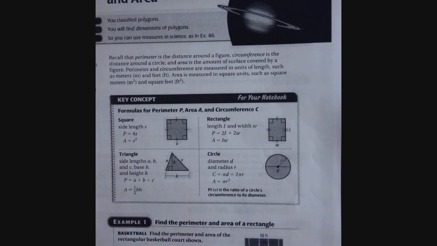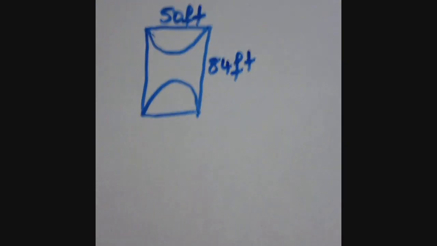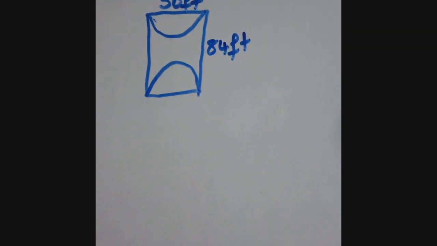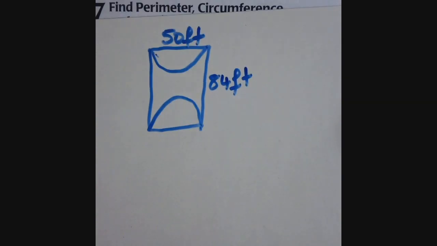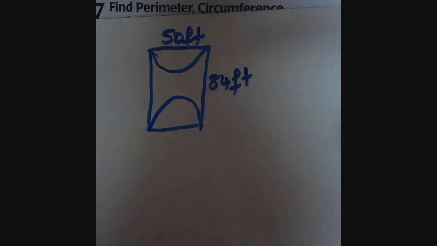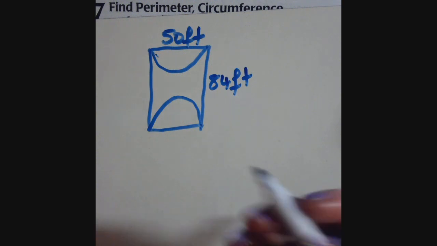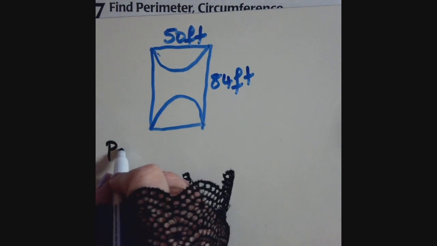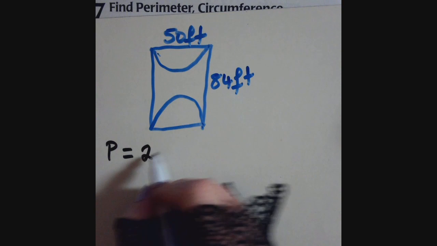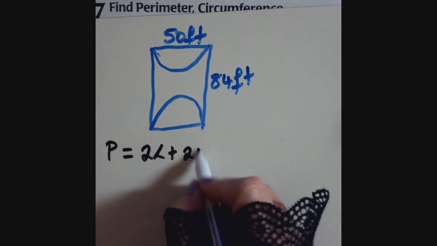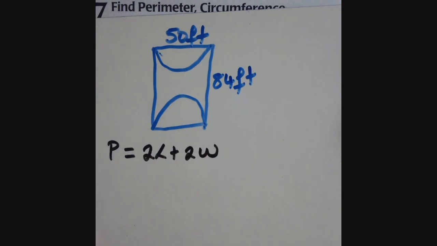Alright, so we're going to start with the first one, where it's a perimeter. It wants us to find the perimeter and the area of this basketball court. So we see the units are in feet. It doesn't matter what we start with. Let's start with the perimeter. So the formula for perimeter is 2 times the length plus 2 times the width. Obviously the length is always the longest. That's going to be 84, and the width is going to be 50.